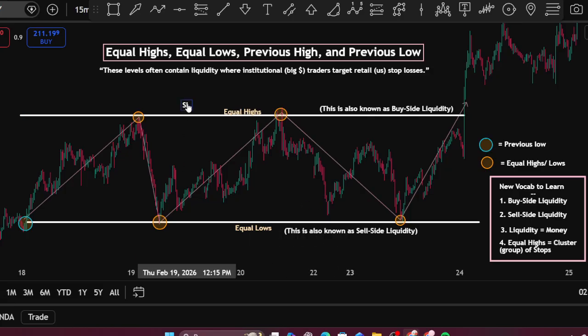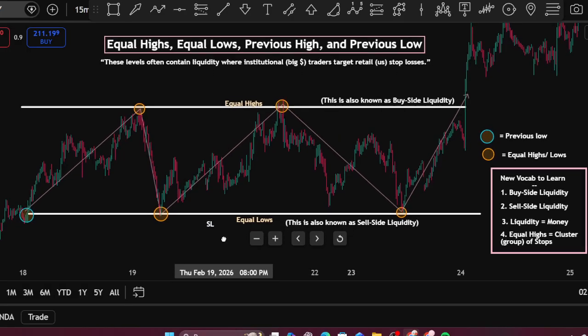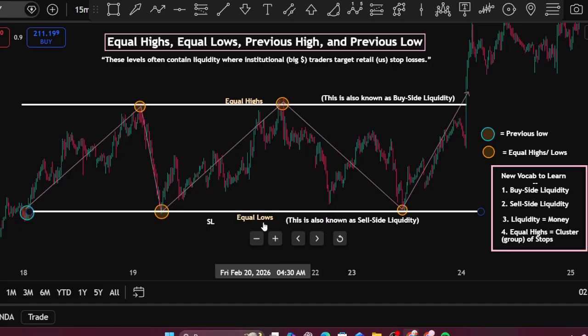Okay. So, just like the equal highs, traders want to put their stop losses, or their SL, underneath where it says equal lows.